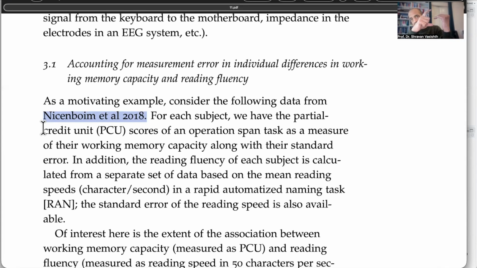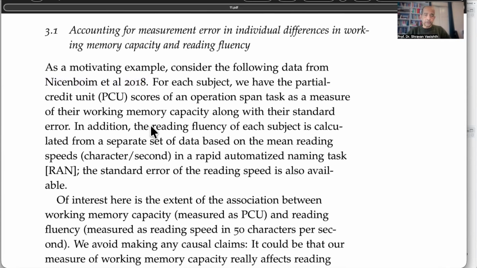Okay, so he also measured the reading fluency of each subject by making them do another experiment. Same subjects, but a different experiment, in which their reading speed is calculated in characters per second in a rapid automatized naming task, right?